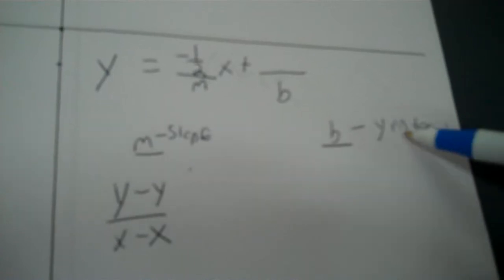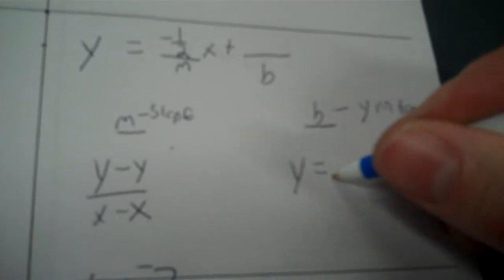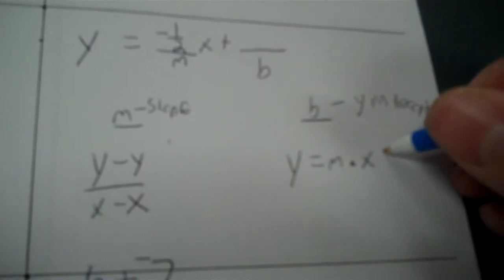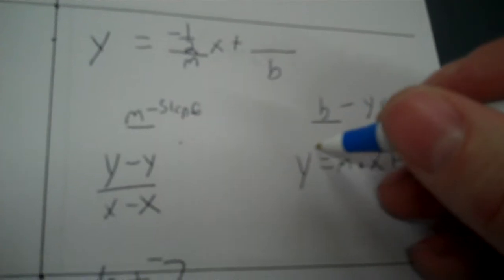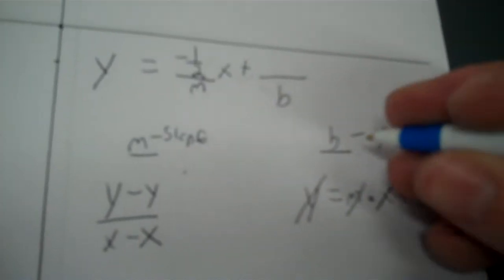Okay, now here's how you find your y-intercept. You're going to find it the same way you did last week. You write the equation y equals m times x plus b, okay? And your m is the -1/2. It's from up here, okay? So put that -1/2 above your m, okay?